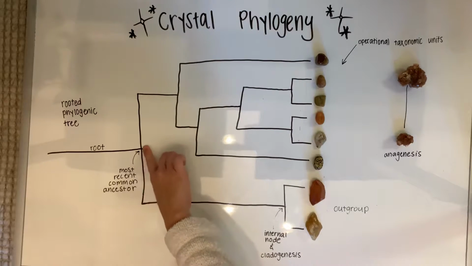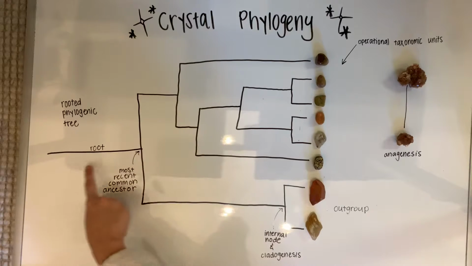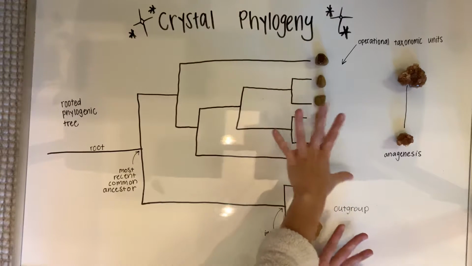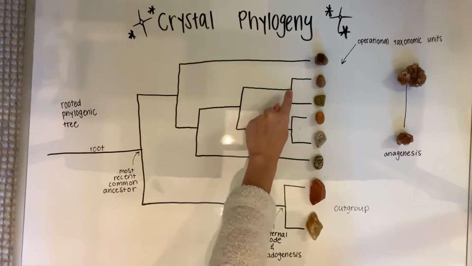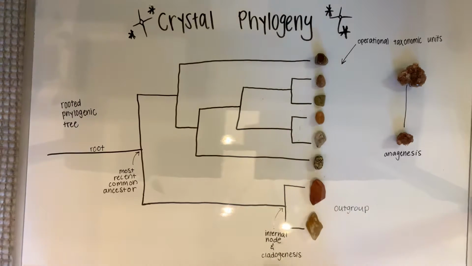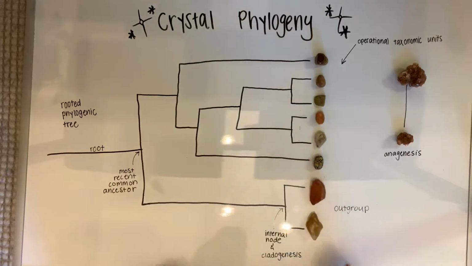And then where it branches off, that's going to be the most recent common ancestor. So here we can see that this is the most recent common ancestor for all of these OTUs. But say here, that's the most recent common ancestor of just these two crystals. So the most recent common ancestor can also be called an internal node. So a node is where a root is going to split off and form more OTUs. So here's an internal node.